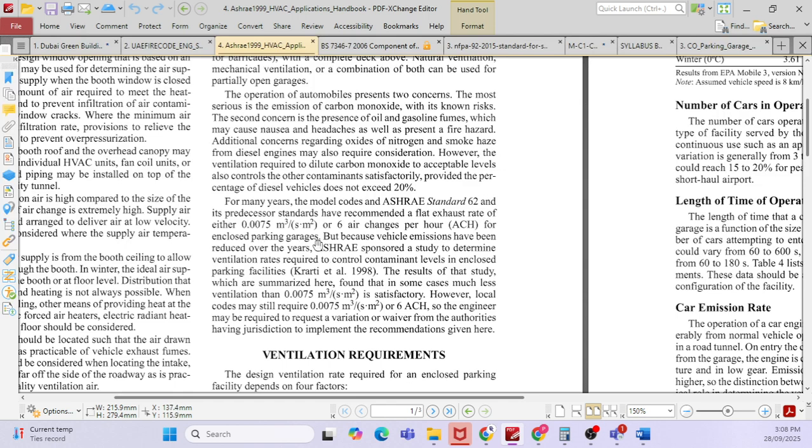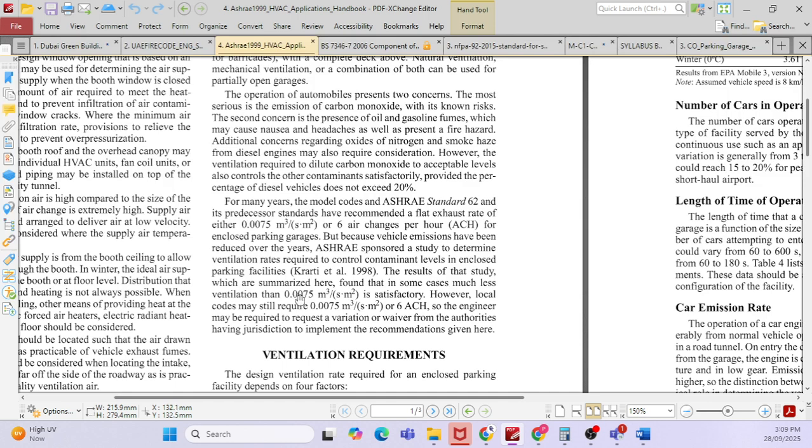Because vehicle emissions have been reduced over the years, ASHRAE sponsored a study to determine the ventilation rates required to control contaminant levels in enclosed parking facilities. The results of the study, which are summarized here, found that in some cases much less ventilation than 0.0075 is satisfactory. So how do we calculate this value? Again, we are going into detail.